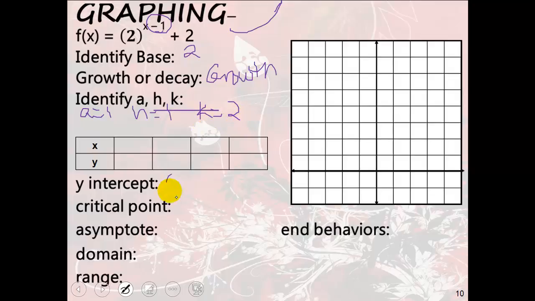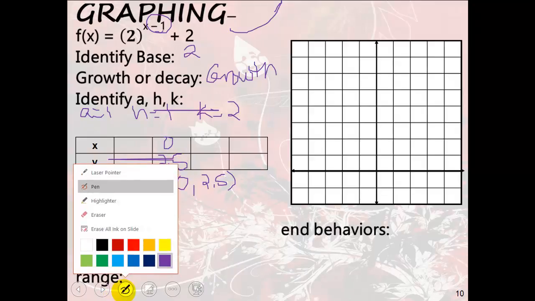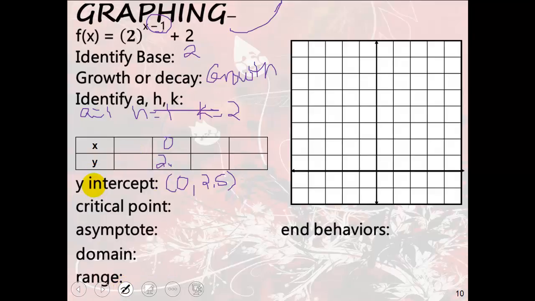So my y-intercept, I have to plug in 0. So if I plug in 0, 2 to the negative 1, that's a half. A half plus 2 is 2.5. So I get (0, 2.5). Okay. If I plug in a negative 1, negative 1 minus 1 is negative 2. 2 to the negative 2, that's a fourth. A fourth plus 2 is 2.25.